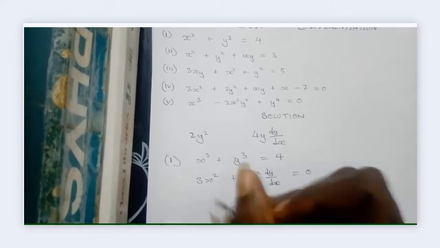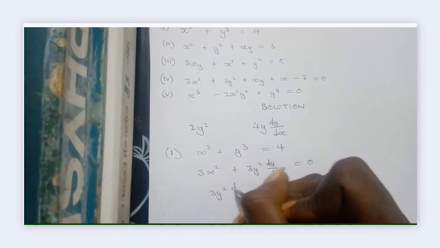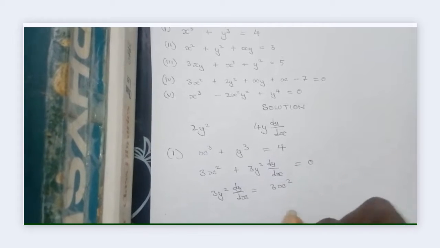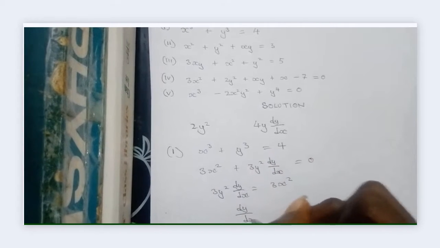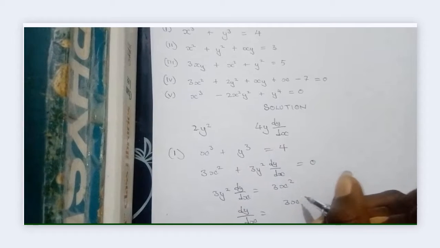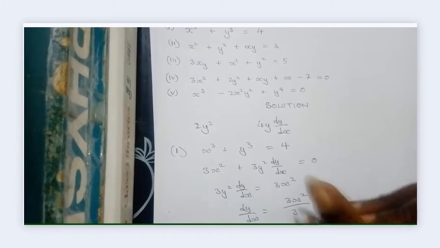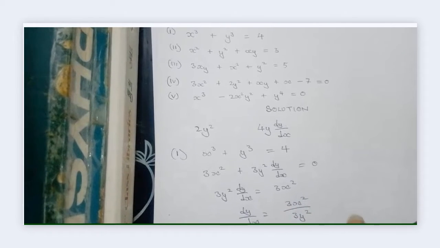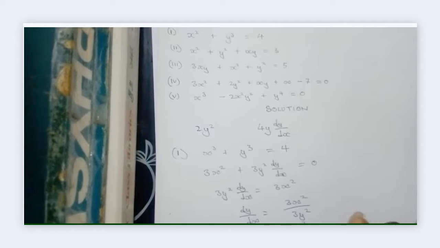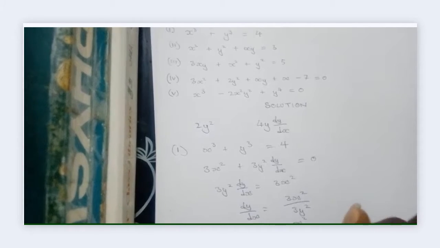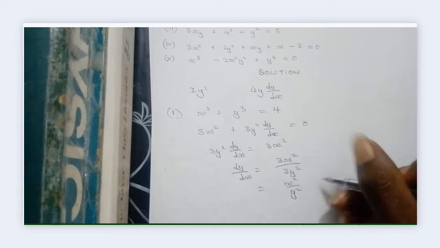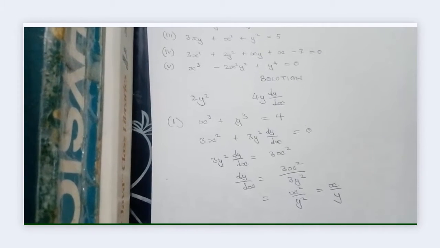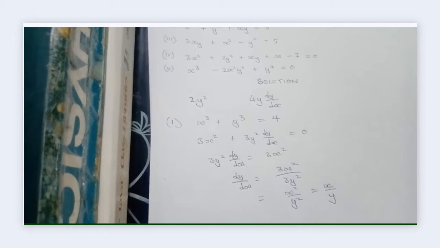It will be 3y squared dy over dx equals minus 3x squared. So our dy over dx will be minus 3x squared over 3y squared. Our final answer here will be minus x squared over y squared.